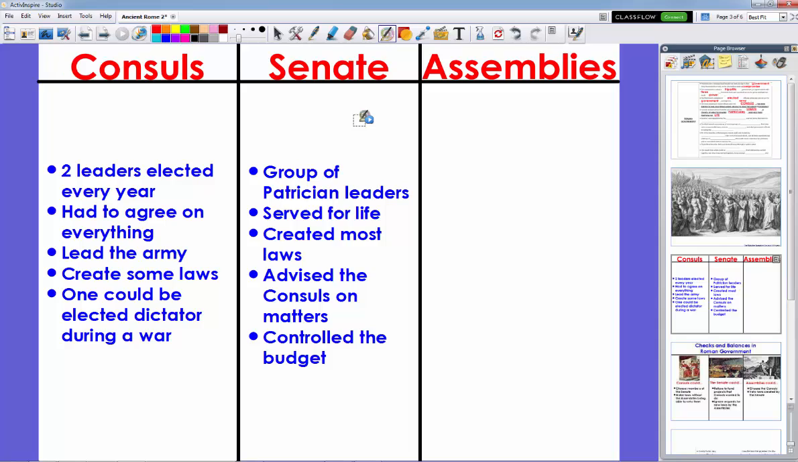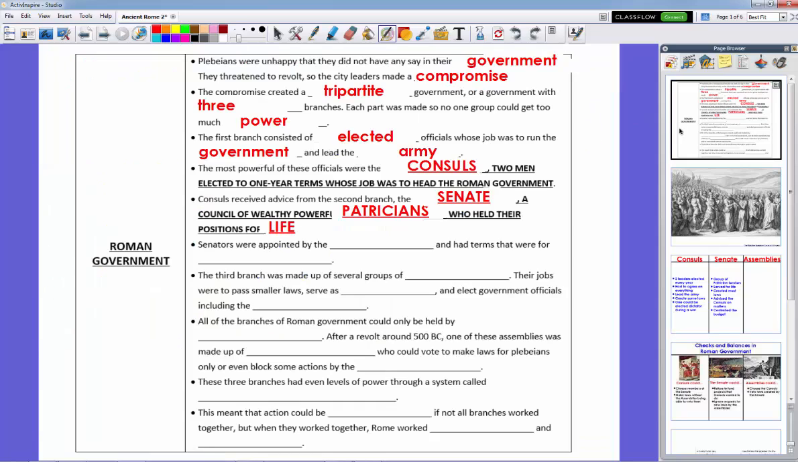And they controlled the budget. This was the most important thing. Taxes that were collected for Rome could only be spent with the Senate's approval. So if the assemblies, the third branch, wanted something, or the consuls wanted something, they would have to agree with the Senate. The Senate would have to supply the funding for this. So the Senate kind of held the power of the money, so as a result, they could limit the other two branches with that.